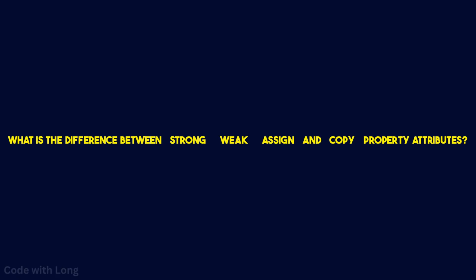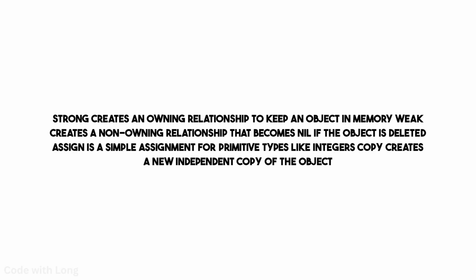What is the difference between strong, weak, assign, and copy property attributes? Strong creates an owning relationship to keep an object in memory. Weak creates a non-owning relationship that becomes nil if the object is deleted. Assign is a simple assignment for primitive types like integers. Copy creates a new, independent copy of the object.